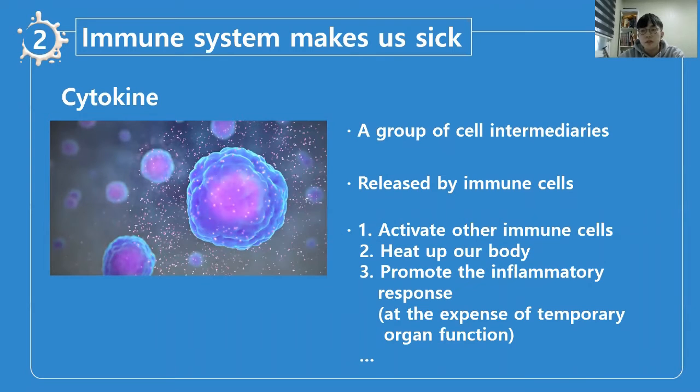To know the process of our immune system making us sick, we have to know cytokine. Cytokine is a group of cell intermediaries released by immune cells. So it is deeply involved in the immune response. And its main functions are listed. First, it activates other immune cells. Second, it heats up our body. And lastly, it promotes inflammatory responses.